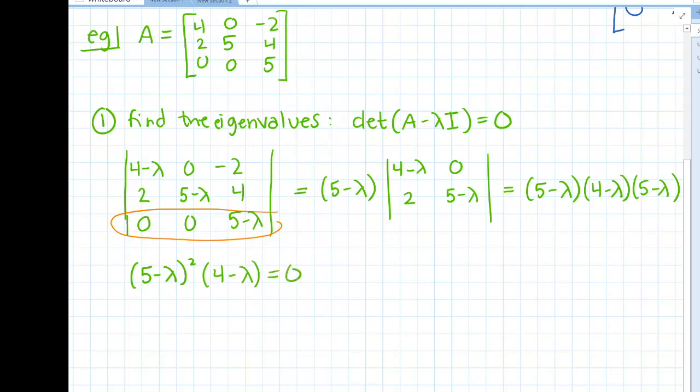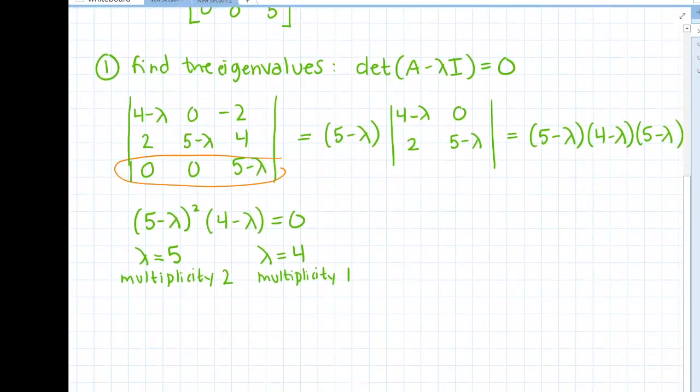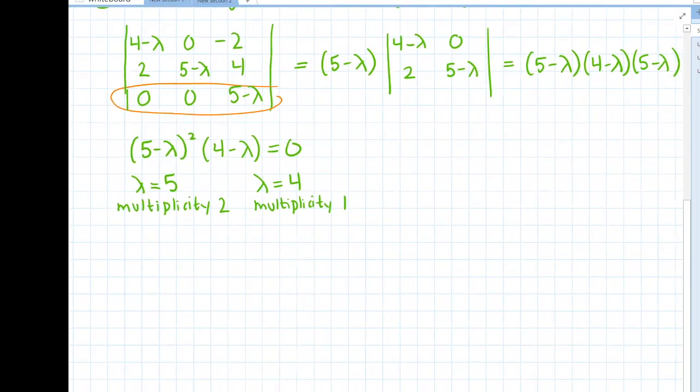is equal to 0. And so that tells us that our eigenvalues are lambda is equal to 5, and that one has multiplicity 2. And then we also have lambda is equal to 4, and that one has multiplicity 1. Okay, so now that we have our eigenvalues, now we can find the eigenvectors.